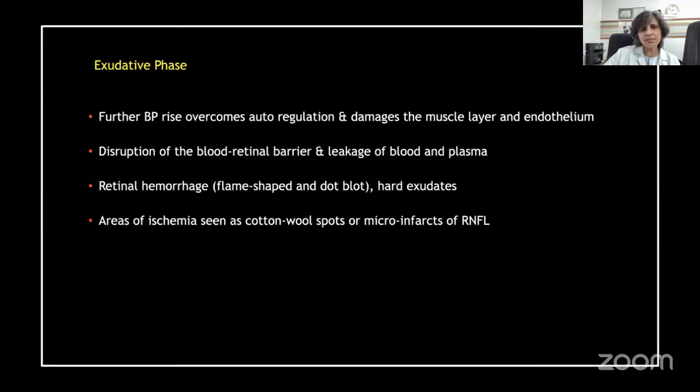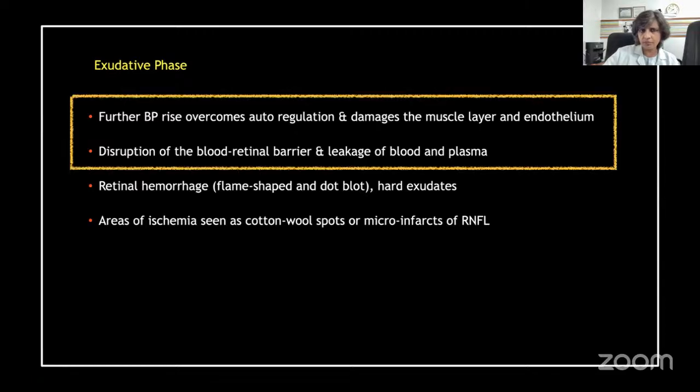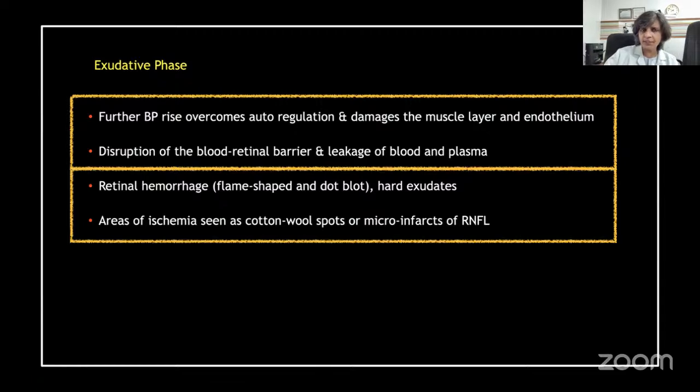As the BP increases further, the autoregulatory mechanisms are bypassed and there is a disruption of the blood retinal barrier as the vessel wall gets damaged. This leads to leakage of blood and plasma in the form of retinal hemorrhages and hard exudates, which are proteinaceous lipid material. Areas of ischemia are seen as cotton wool spots or microinfarcts. So we had the vasoconstrictive phase, then we had the sclerotic phase in chronic hypertension, and finally we have the exudative phase.